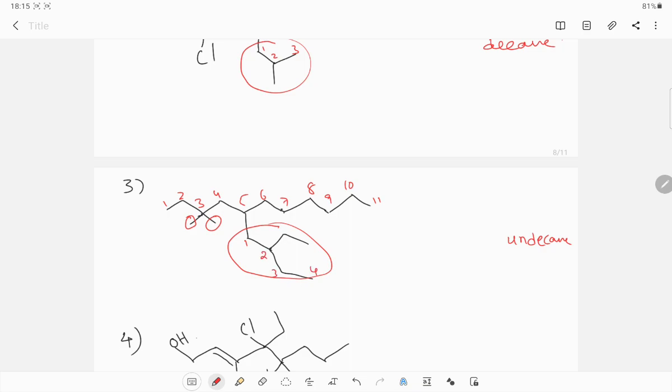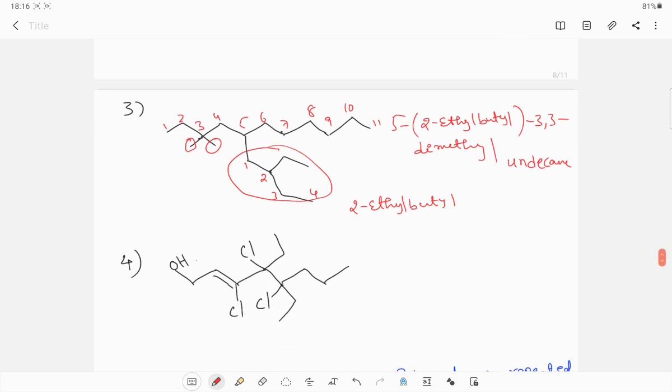4. Now here 2-ethyl butyl. So I am writing 2-ethyl separately. 2-ethyl butyl is the complex substituent, and it comes first according to alphabetical order. 2-ethyl butyl enclosed in bracket at fifth position. 3,3 dimethyl undecane. So this is the name of this compound.